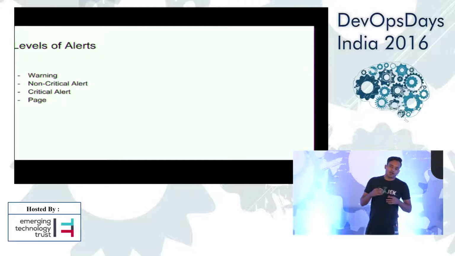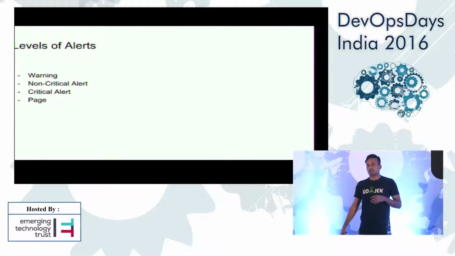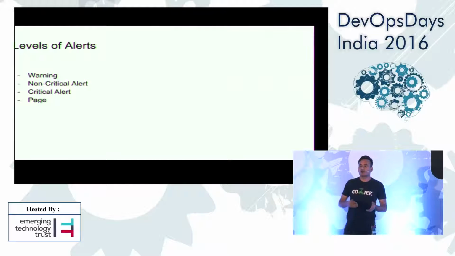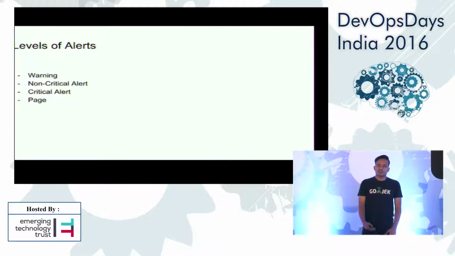Then some are non-critical alerts. Say, some alerts are not going to take your system down. You have some time, say a day or two, to rectify that. So these come under non-critical alerts. Then some critical alerts, and the fourth one is the page. Page is basically, we use PagerDuty for that. If the system is really slow or is down, people get a call on that, and we have multiple levels of people on that as well.